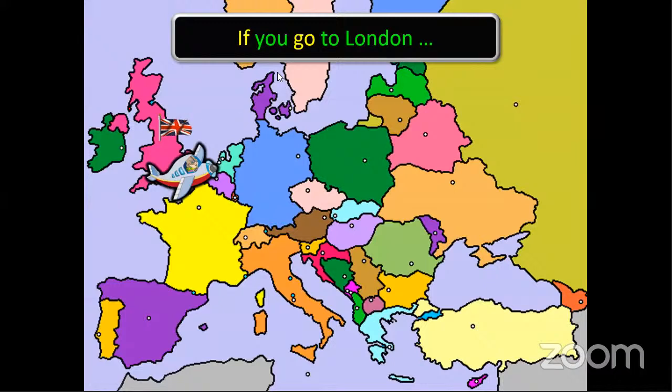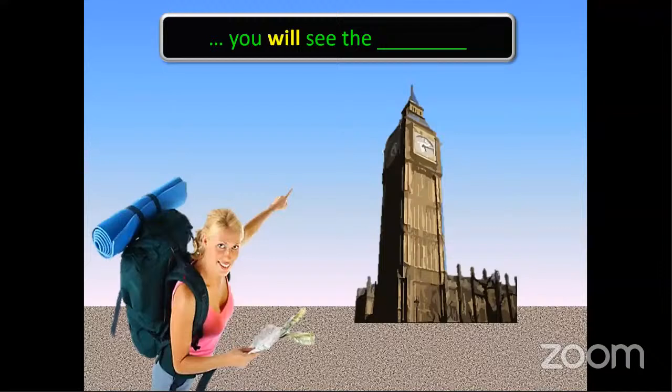Okay, so look at this. If you go to London, this is the conditional. Si vas a Londres, okay? If you go to London, you will see, this is the consequence for future. You will see the Big Ben. Verás al reloj Big Ben. Ese es el reloj que está en Londres. Y la condición es si es. Si vas a Londres, si es. Okay, it's a condition. If you go to London, you will see the Big Ben.